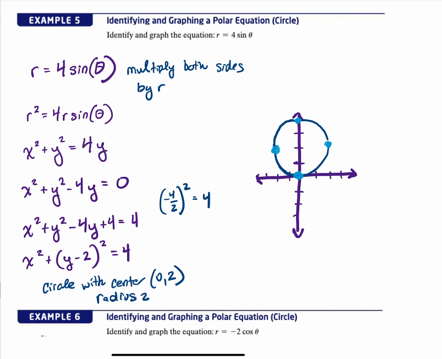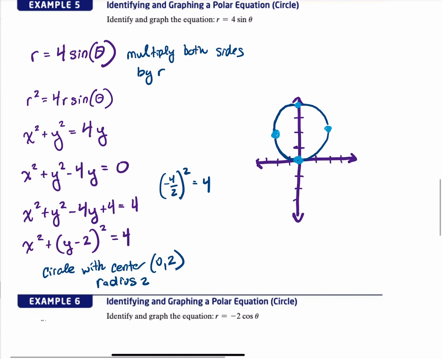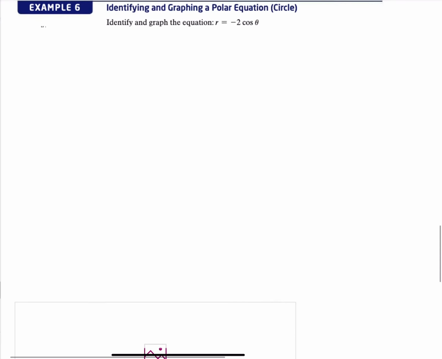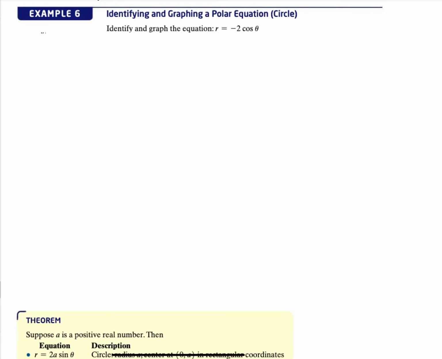Let's see a different version where we have a cosine. But this was our transformed equation, so let's do the same thing with the cosine. So we have r equals negative 2 cosine of theta. We're in a similar situation. We have an r on the left side. It'd be nice to have r squared. And we have cosine on the right side, so it would be nice to have r cosine theta. So let's multiply both sides by r. That will give us r squared equals negative 2r cosine theta.